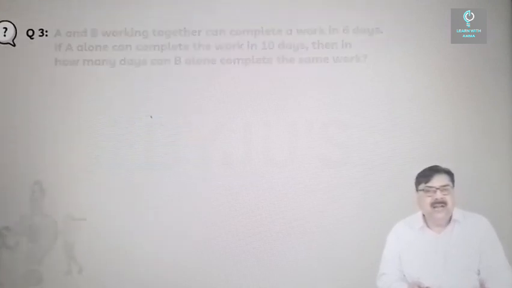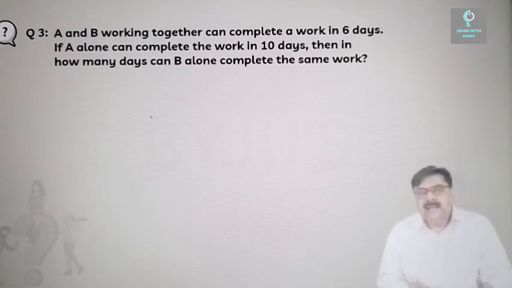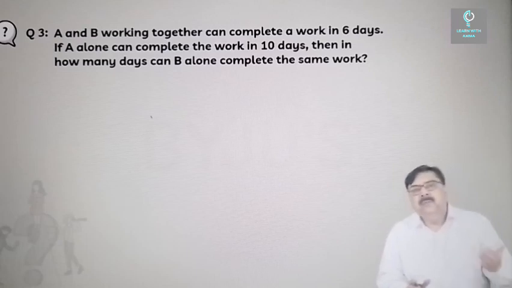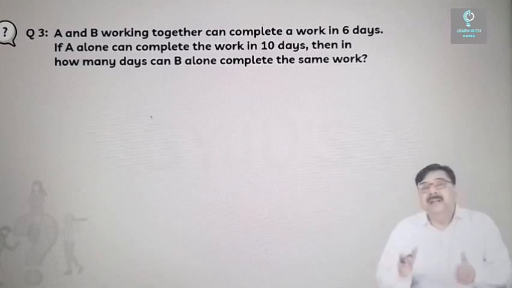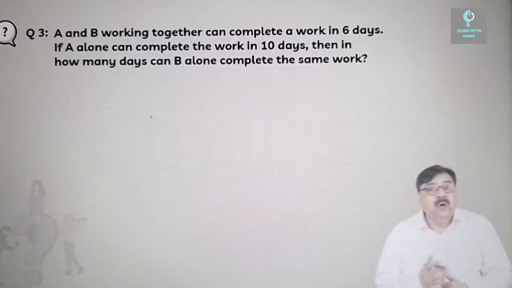Now let us have a look at another variety of questions. Now in such kind of questions, there are two persons A and B. Initially, one person will complete a particular portion of the work and then he will stop. And the remaining portion of work will be completed by the second person. Now in such kind of a scenario, what should be our approach while solving these questions?